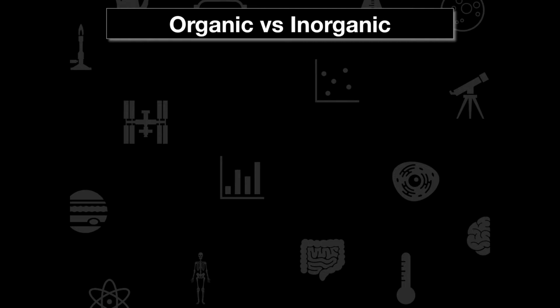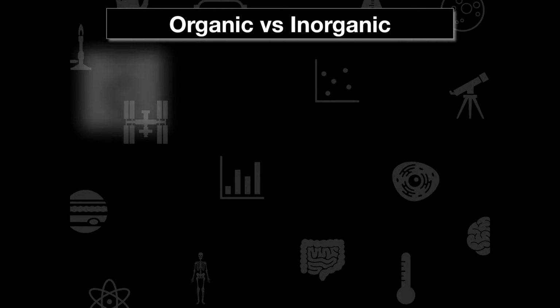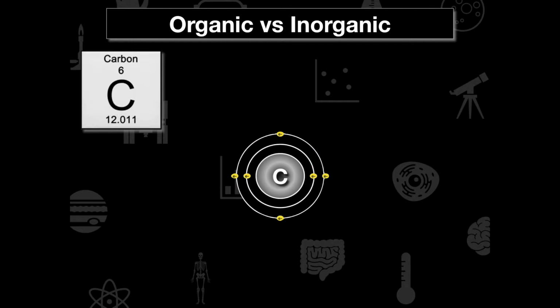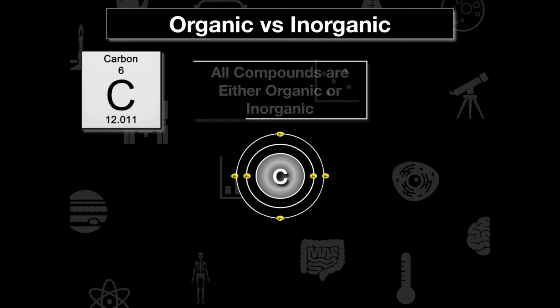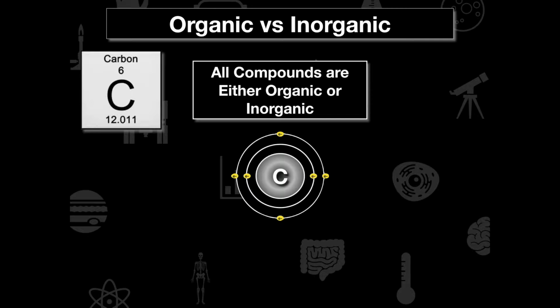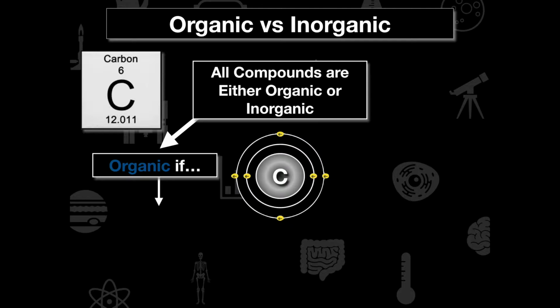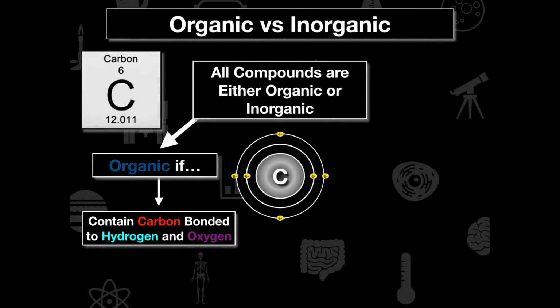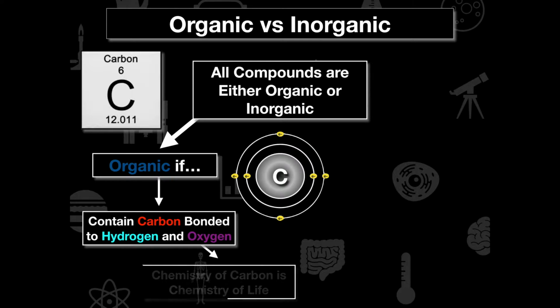So if we're going through and trying to understand organic versus inorganic, well, again, we have to understand carbon here, but we can classify it in these 2 categories. So all compounds are either organic or they're inorganic. Now, if we have an organic compound, well, in this case, it's going to have to include a couple of things. It has to contain carbon bonded to hydrogen and oxygen, or just to hydrogen or carbon itself. And if it doesn't, well, it's non-organic. Now, the chemistry of carbon is essentially the chemistry of life. So understanding carbon is understanding the chemistry of life.